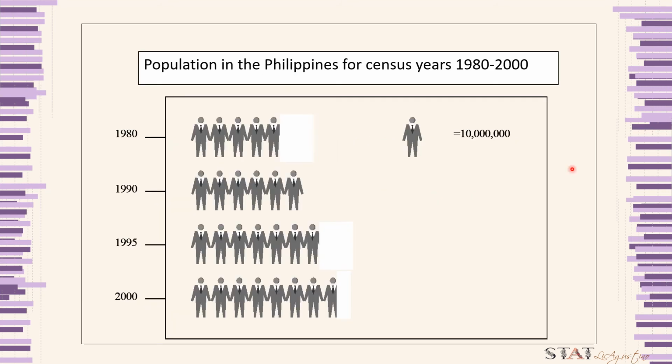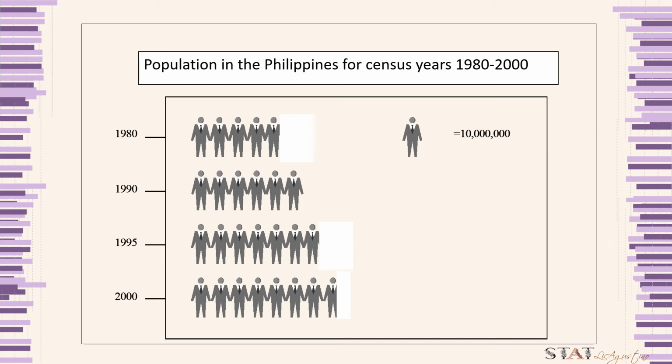For example, here is the population in the Philippines for census years 1980 to 2000. In 1980 we have here, so there is a legend. One picture is equivalent to 10 million. So 1, 2, 3, 4, 5, 6. So 60 million in 1980. And in 2000, we have 1, 2, 3, 4, 5, 6, 7, 8. So 80 million. So how about now, 2021? There are a lot of people now in the Philippines because it's more fun in the Philippines.